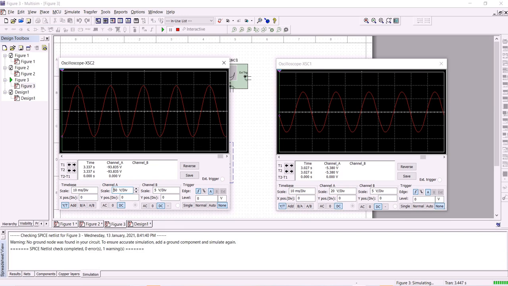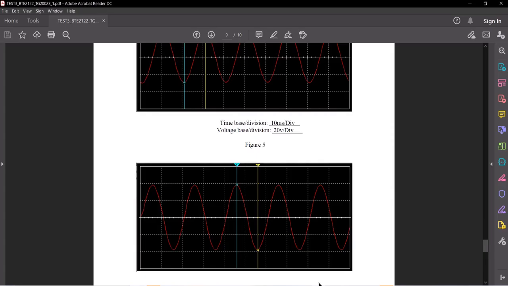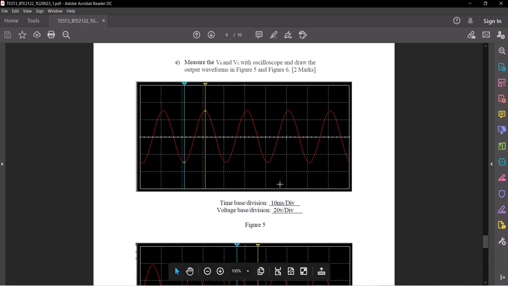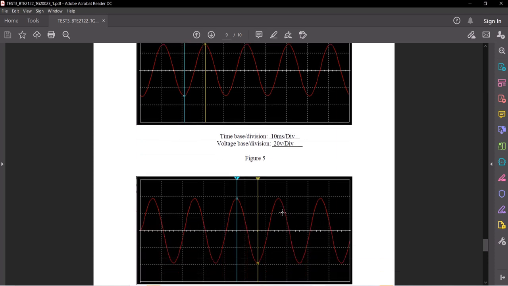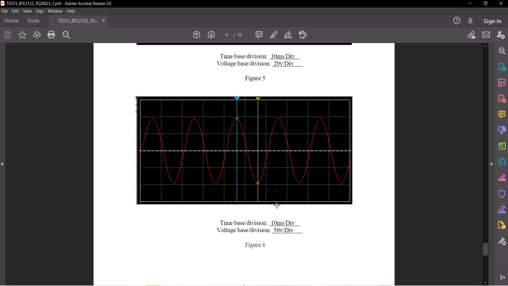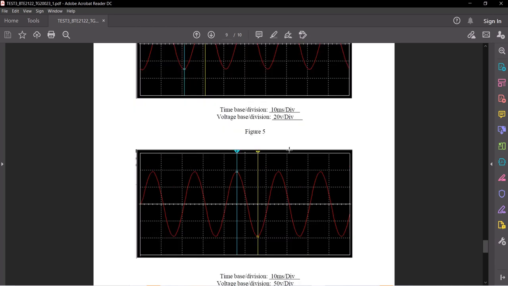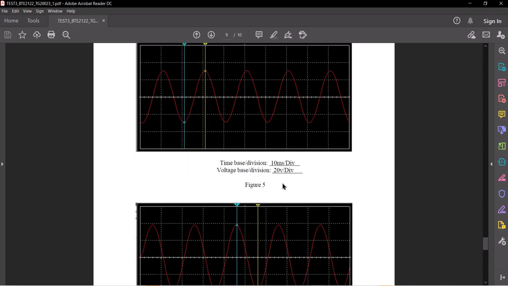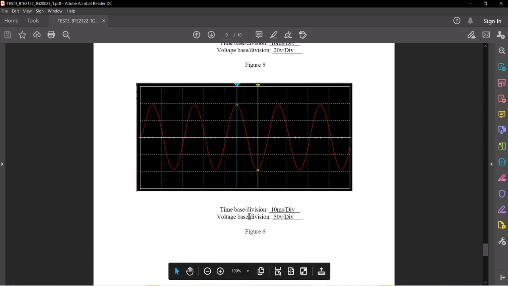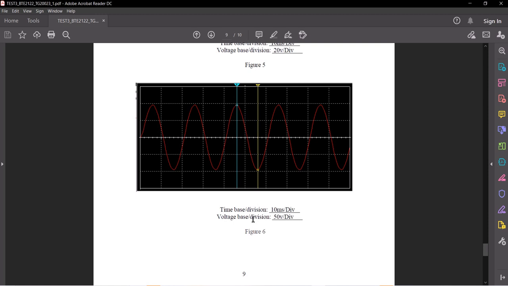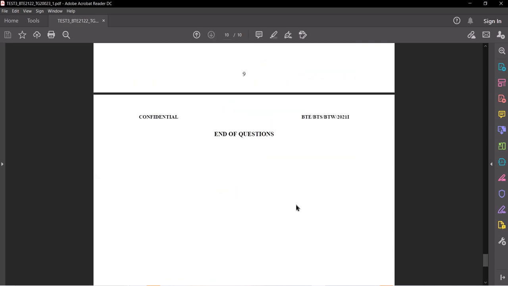And let's go to the time base. So here for the R1, VR is 10 millisecond per division, and the voltage base is 20 volts per division. And for the C1, voltage at capacitor, the time base is 10 millisecond per division, and the voltage base is 50 volt per division. So that's the end of the questions. Thank you.